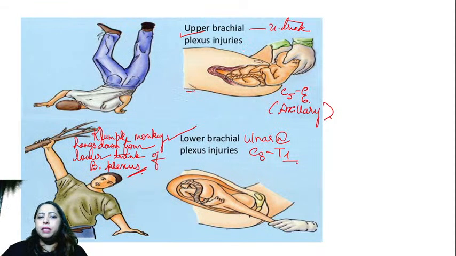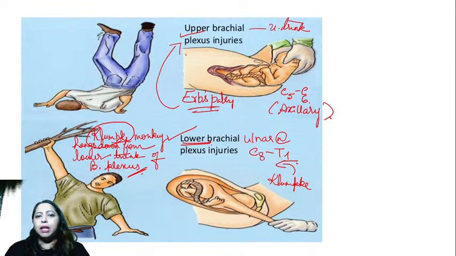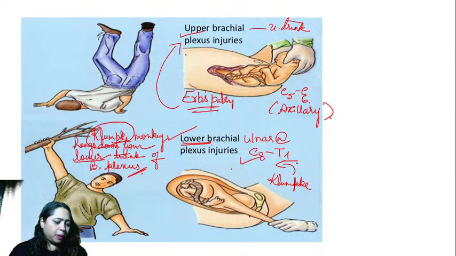So in Erb's palsy, it is an upper brachial plexus injury. In claw hand, it is a lower brachial plexus injury. That's why I wrote the monkey's name as claw K. Claw K monkey hangs down from lower trunk. Why did I write lower trunk? Because C8 T1 is from the lower trunk. Okay, next one.